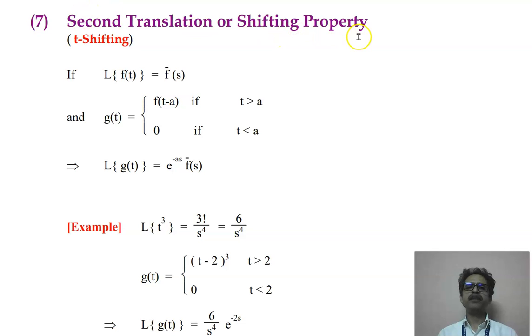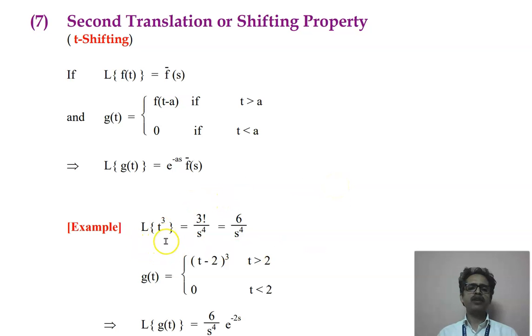Let's see the second shifting property, also called t-shifting. If Laplace transform of small f of t is say f bar of s, and g of t is another function whose value is f of t minus a if t is greater than a, and 0 if t is less than a, then according to the second shifting property, Laplace of g of t is e raised to minus as into f bar of s. Let's see an example, then we'll understand.